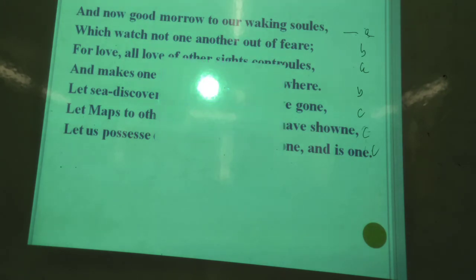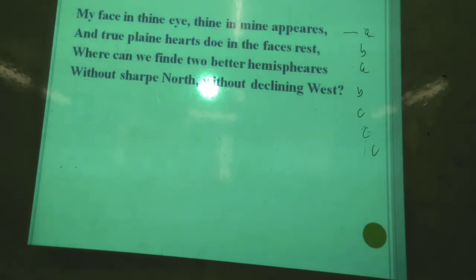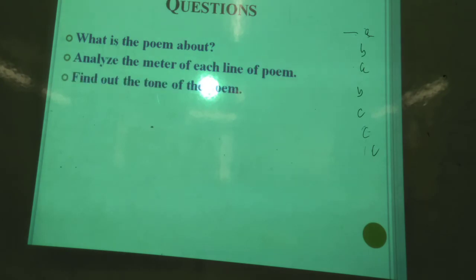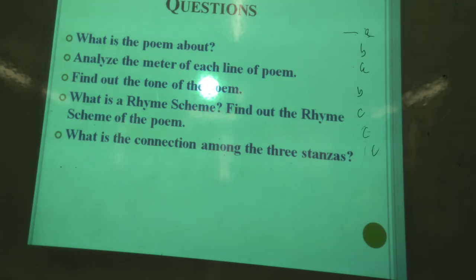So there are a number of questions, you know that. The questions are there. First one, what is the poem about? Already you have mentioned that. Analyze the meter of each line and try to understand the stress and unstress. Without understanding stress and unstress, you cannot, okay? And find out the tone of the poem. What type of tone is it? Can anyone tell that? Is this the sadistic tone, revolutionary tone, or the happiest or joyous tone? Extreme joyous. They have even, don't know how long they have passed each other. How joyous they are, can you imagine?